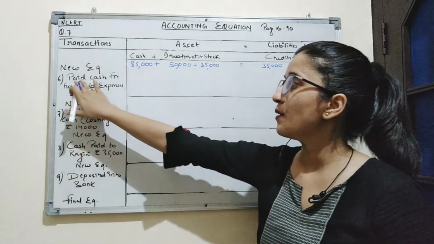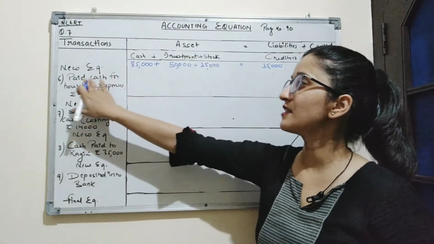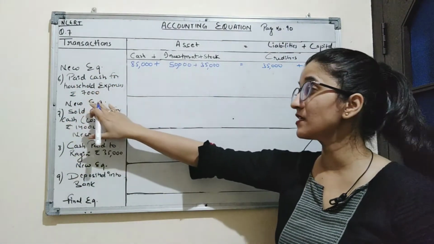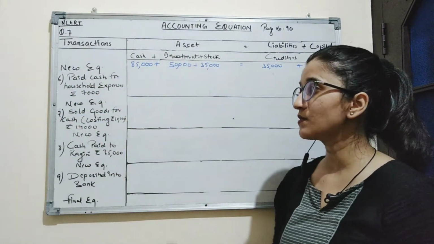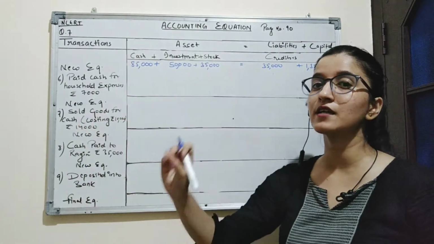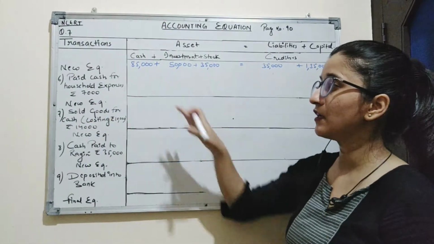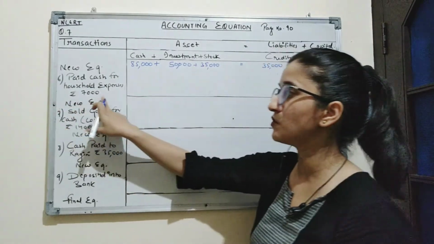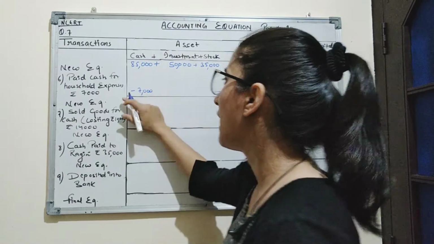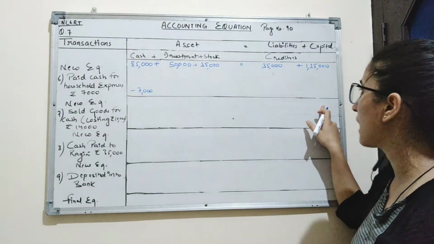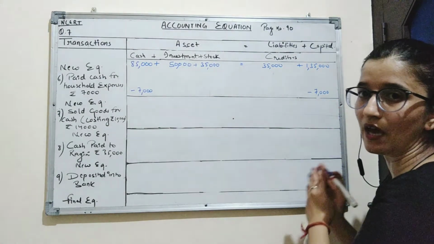So the next transaction is paid cash for household expenses rupees 7,000. Now in this transaction, the businessman has paid cash for household expenses by withdrawing this amount from the business fund, and we know when the businessman withdraws the amount from the business fund, it is considered as drawings. So drawings is always deducted from cash because this amount has been withdrawn from the business fund. So we will deduct 7,000 from cash column. At the same time, it will be deducted from capital also because that business fund is also known as capital.